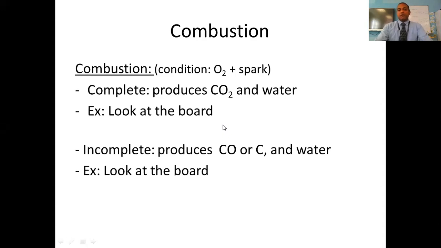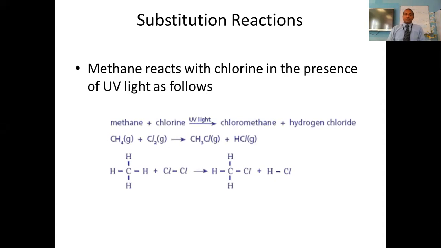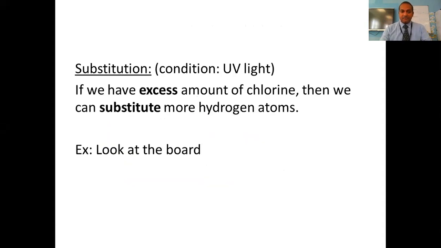Okay, so once you have learned about complete and incomplete combustion, the next one is methane. Methane reacts with chlorine in the presence of UV light as follows. This is known as a substitution reaction. Again, I want to show you how to write the formula for this without memorizing it. If you have excess chlorine, you can substitute more of this hydrogen. Okay, let us look at the whiteboard now.